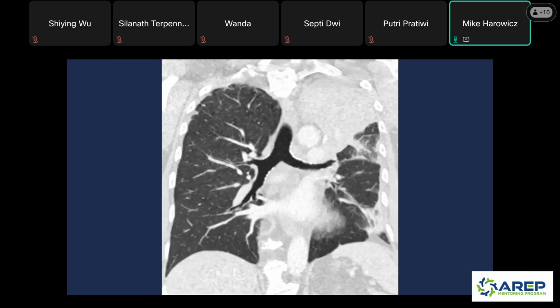Now let's go to the CT. So you can sort of see why it looked that way, right? This whole left upper lobe, or at least most of it, is very consolidated, right? And there's probably some volume loss, a little bit of shifting here of the mediastinum to the left.